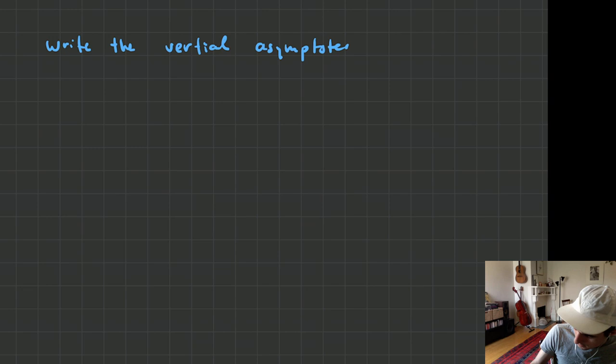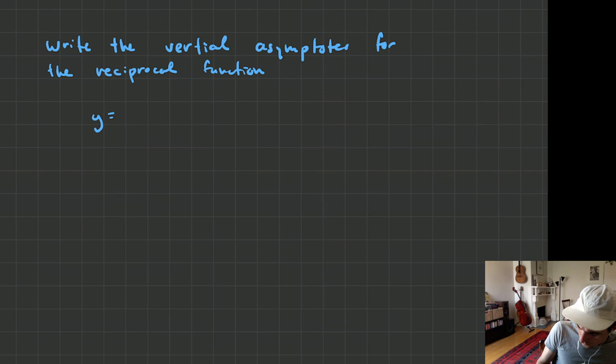Okay, here's one. Write the vertical asymptotes for the reciprocal function, y equals 1 over x squared plus x minus 6.